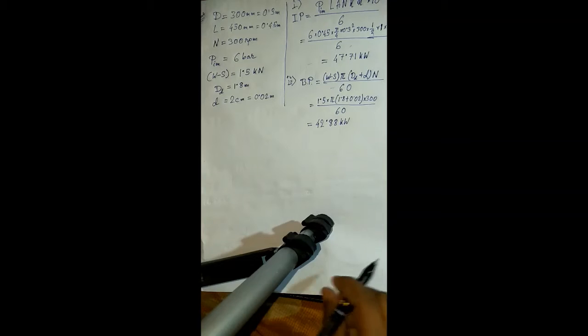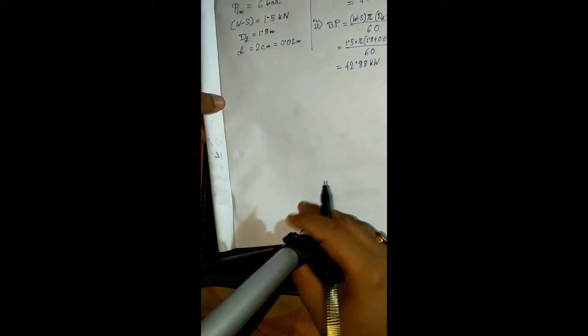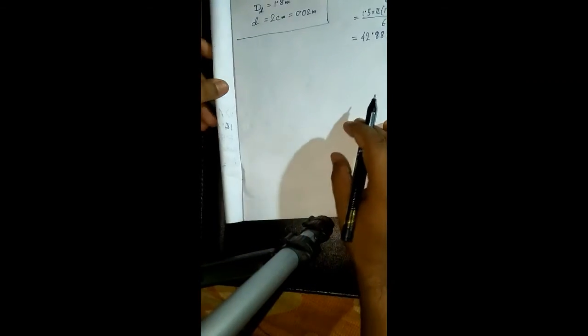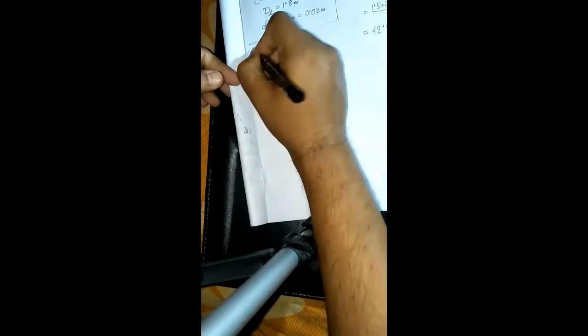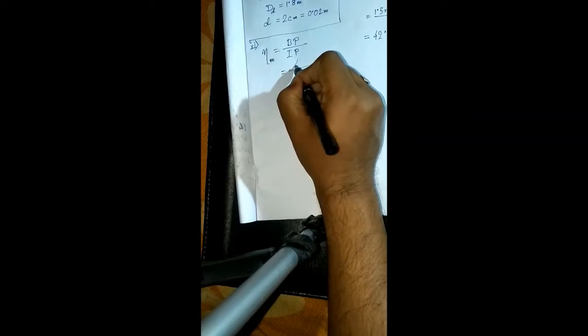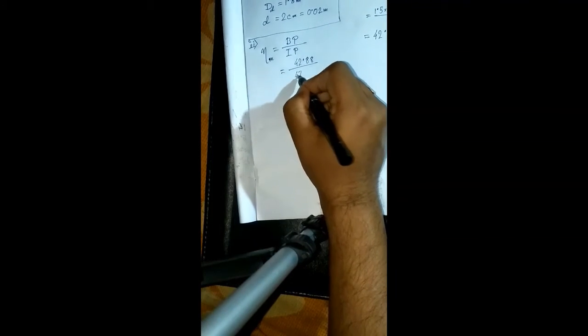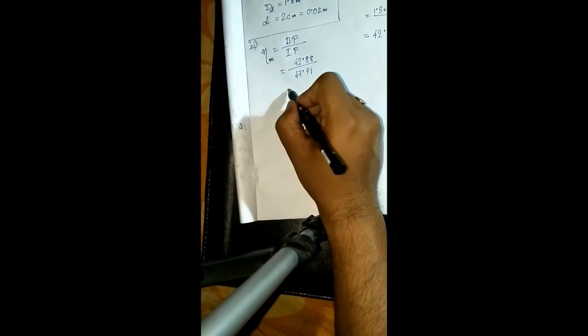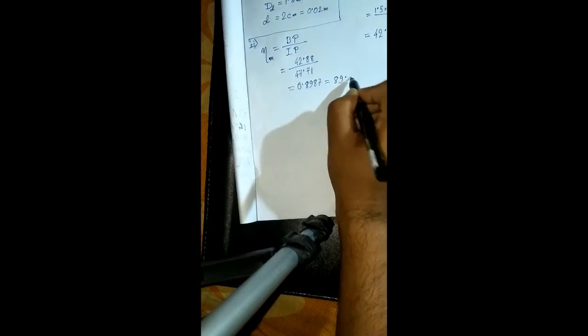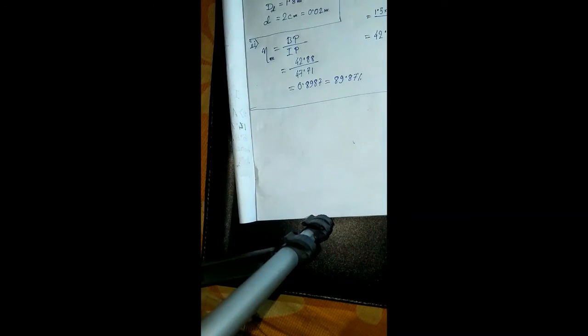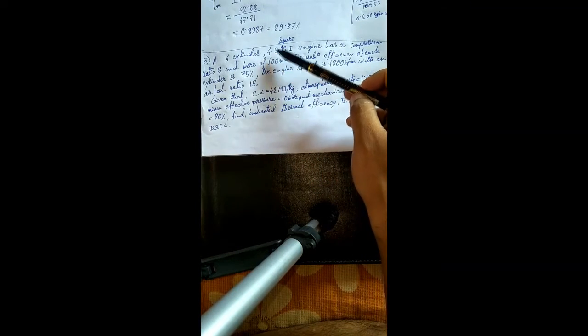Okay, so the last one is to find out the mechanical efficiency. The expression for the mechanical efficiency is the ratio of brake power to indicated power. So brake power is 42.88 by indicated power 47.71. The value becomes 0.8987, that is equal to 89.87%. Okay, so our next numerical says that a 4-cylinder 4-stroke square SI engine.